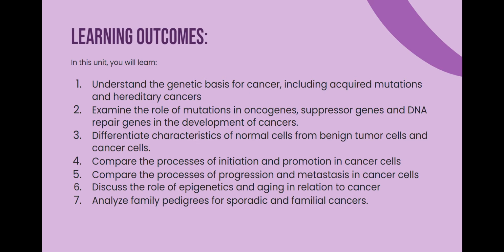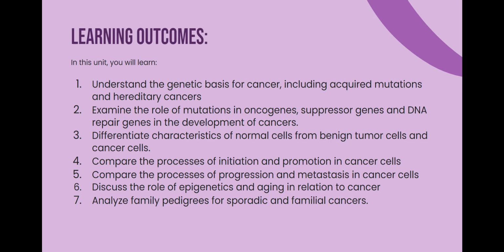We will differentiate characteristics of normal cells from benign tumor cells and malignant cancer cells. And then we'll compare the processes of initiation and promotion. And then we'll look at progression and metastasis in cancer cells. Lastly, we're going to discuss the role of epigenetics and aging in relation to cancer and why that's important. And we will analyze some family pedigrees and discuss the concept of a sporadic cancer versus a familial cancer.